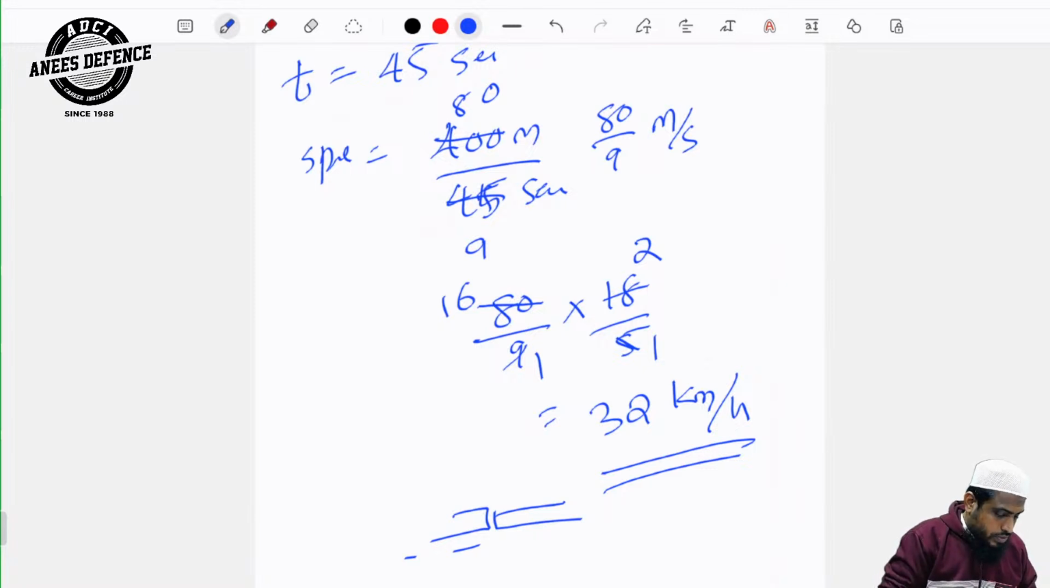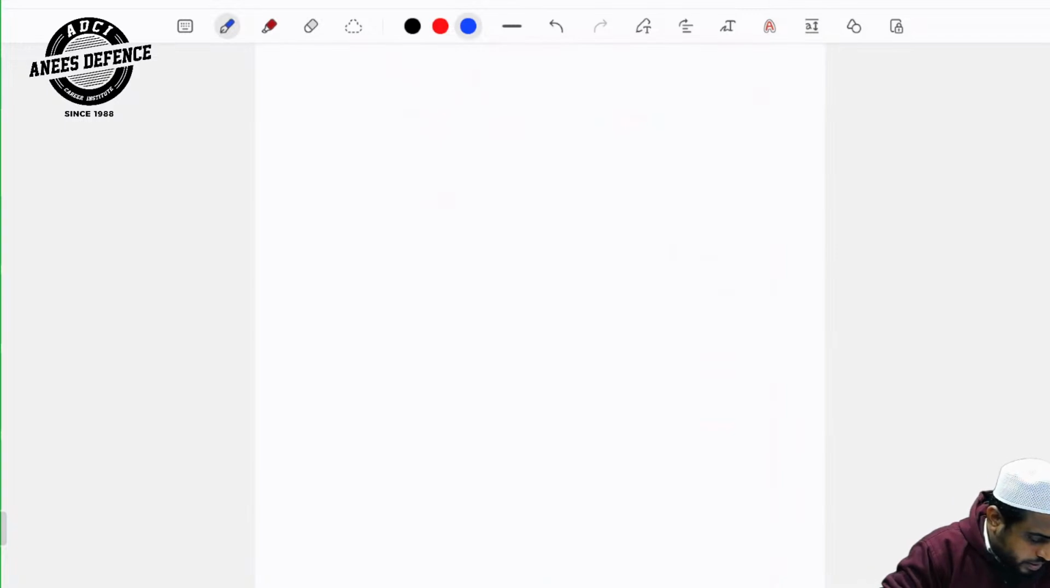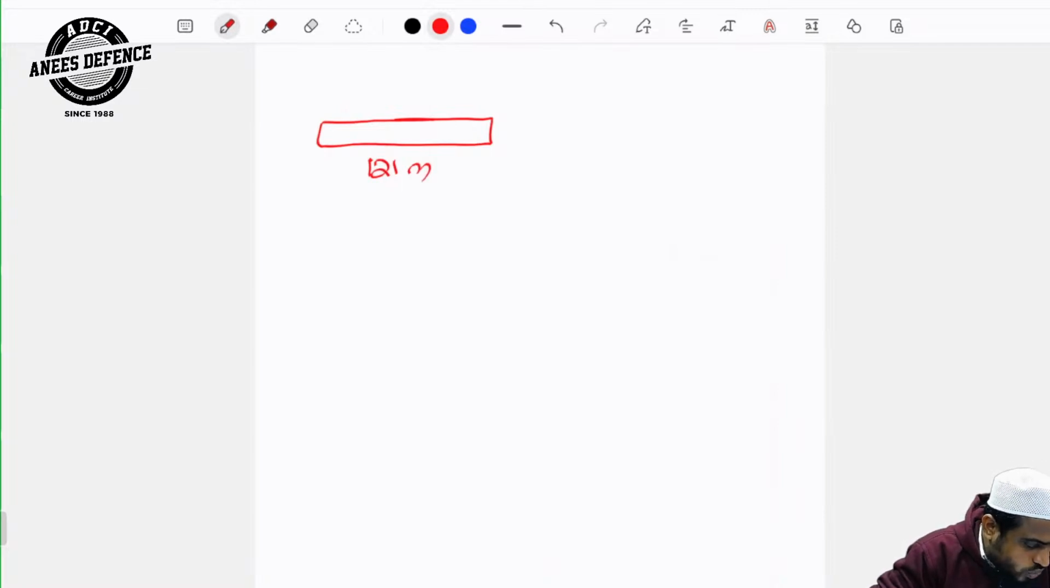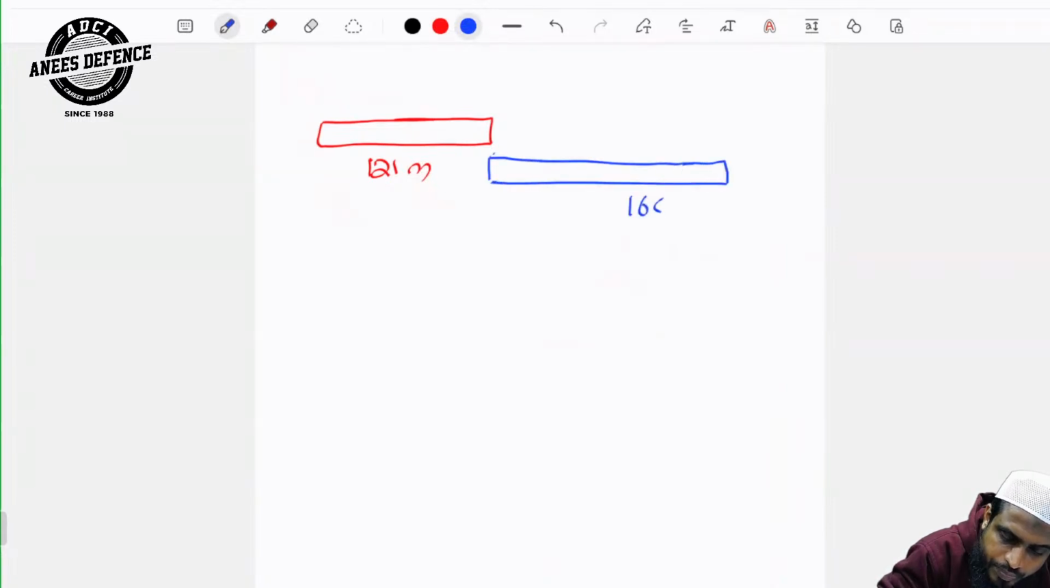Okay. The next question we will see. Two trains, one train is 121 meter and the other train is 165 meter in length, are running in opposite direction. He is going like this and he is going in the opposite direction.